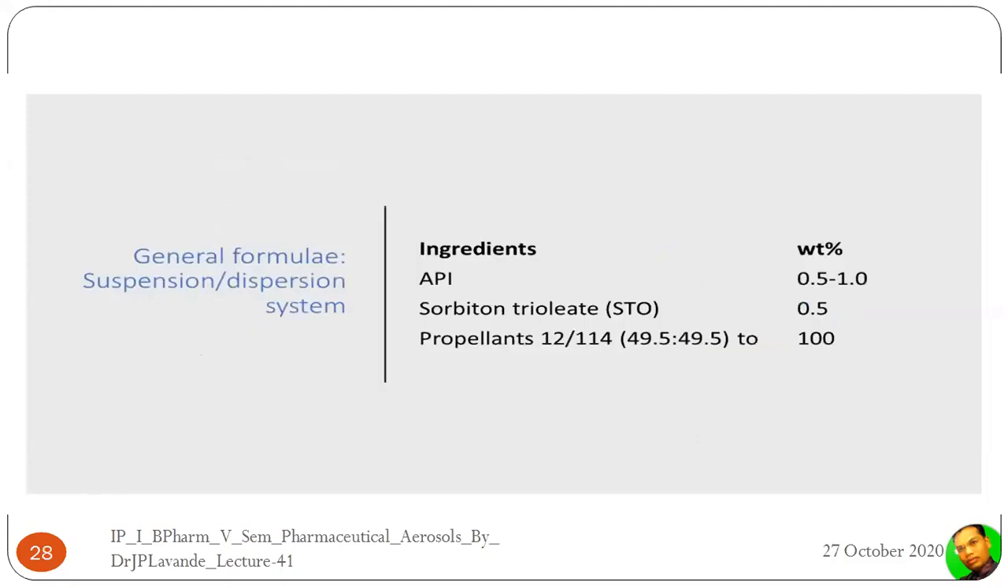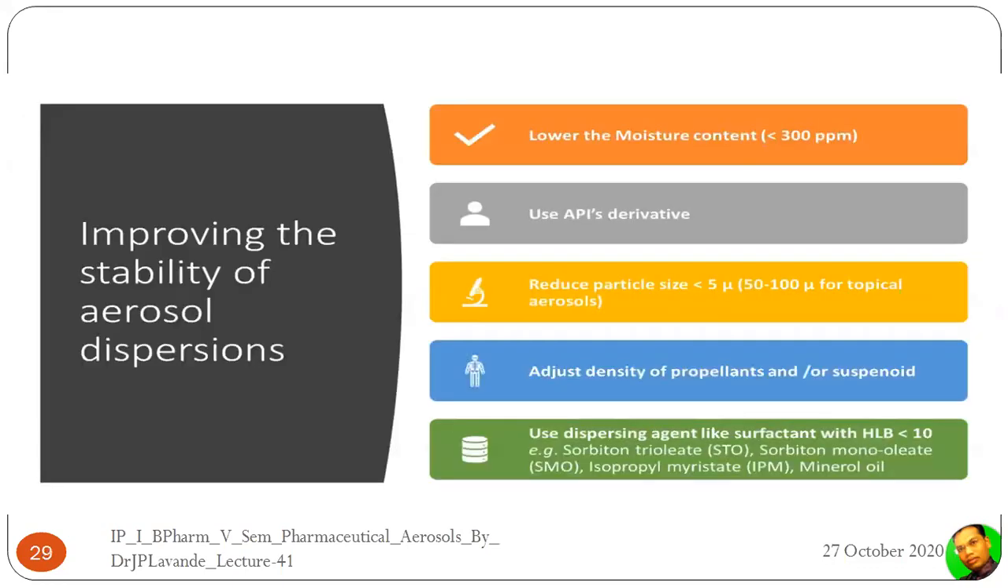Now, the general formula for the suspension is the API at 0.5 to 1%, sorbitan trioleate at 0.5%, and propellant 12 and propellant 114 in the ratio of 49.5 to 49.5, making up 100%. Now there is a need to improve the stability of the aerosol dispersions or suspensions. How can we go on improving the stability of the suspensions? We can improve it by using these four to five different approaches.